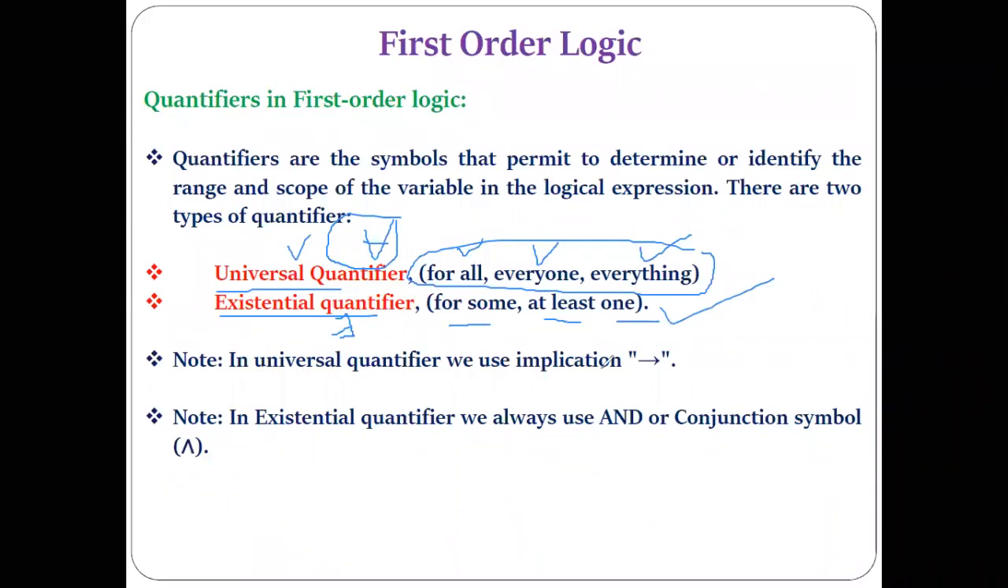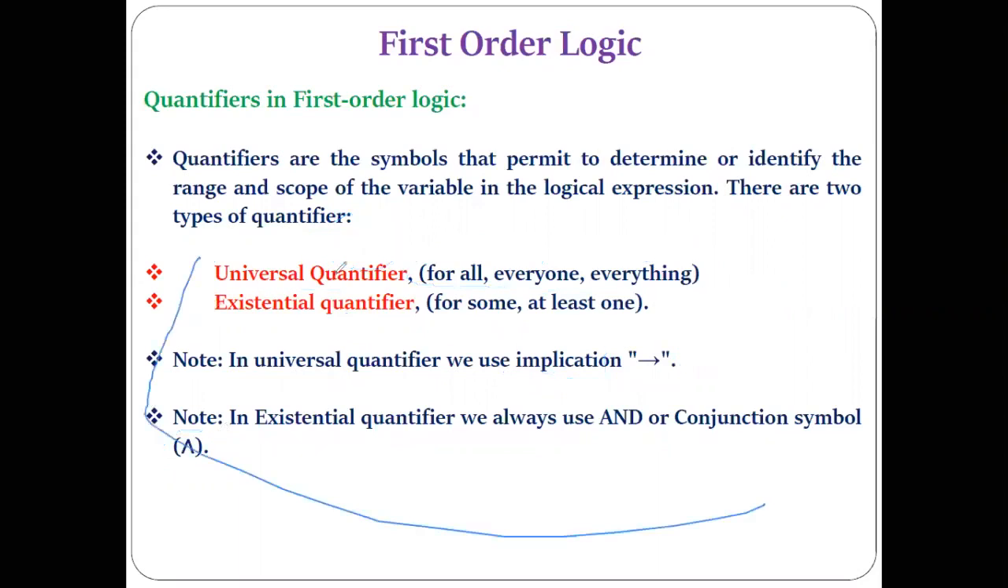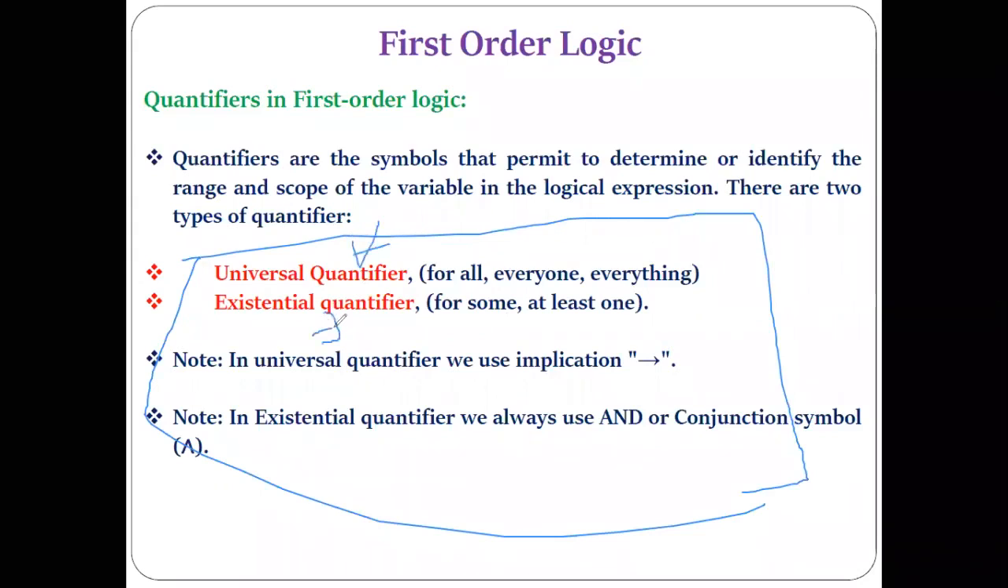Now, special connectives are utilized while writing logic using the universal quantifier and the existential quantifier. In the universal quantifier, we use the implication connective. This is important, keep it in mind. In the existential quantifier, we always use the AND conjunction. These are the mandatory things related to these two quantifiers. First, what is the symbol of the universal quantifier? Second, what is the symbol of the existential? Then, which connectives are utilized in each?